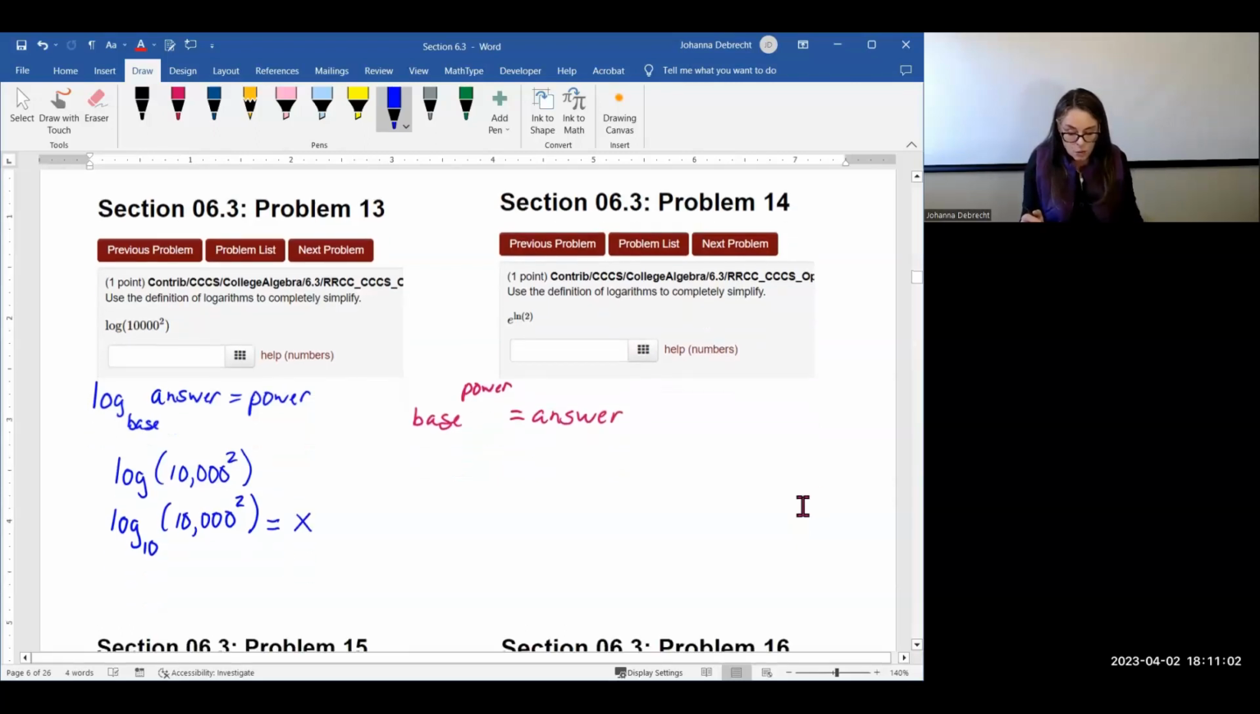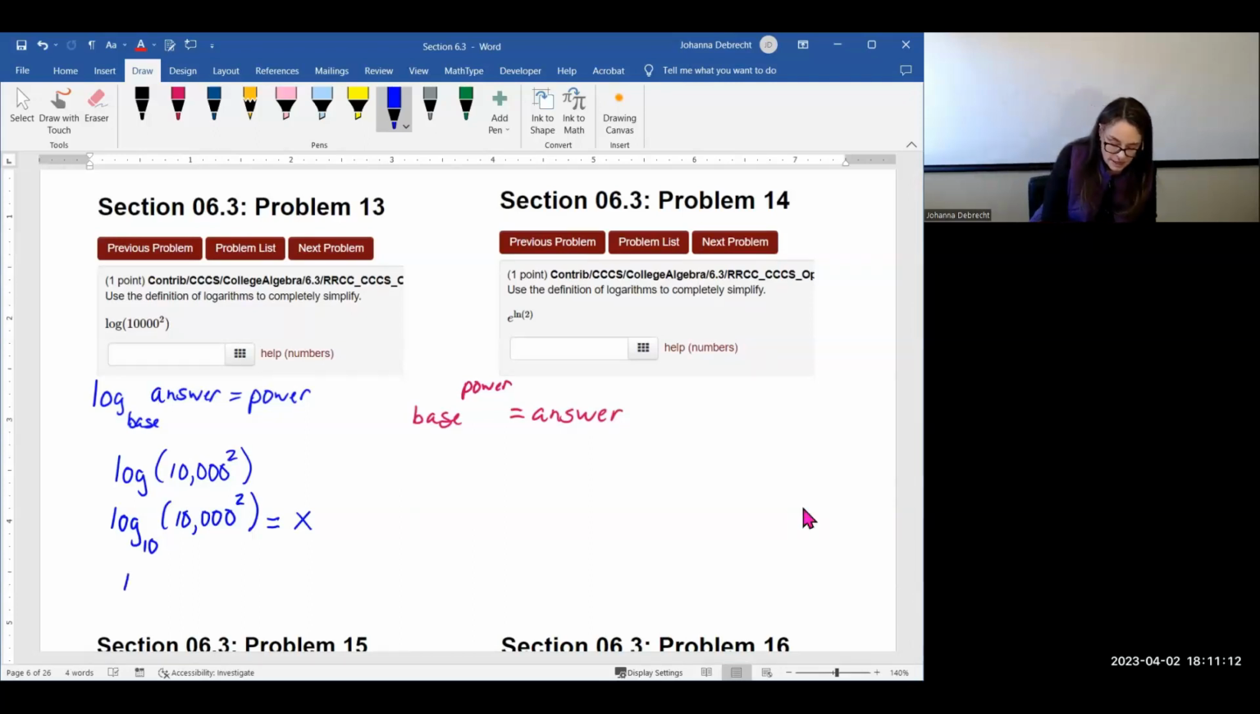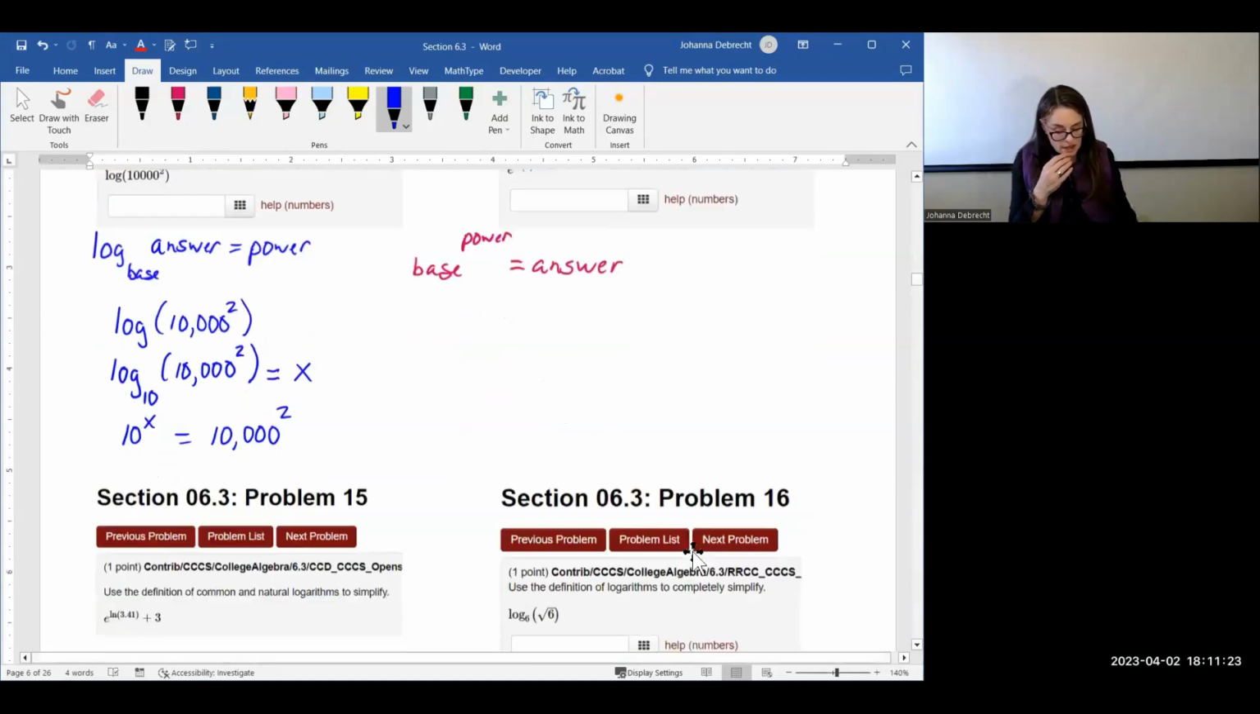All right, now we switch. When you're trying to evaluate, you typically don't evaluate in logarithmic form. You switch to exponential and then evaluate. So this says 10 to the x is equal to 10,000 squared. Okay, 10 to the x equals 10,000 squared.